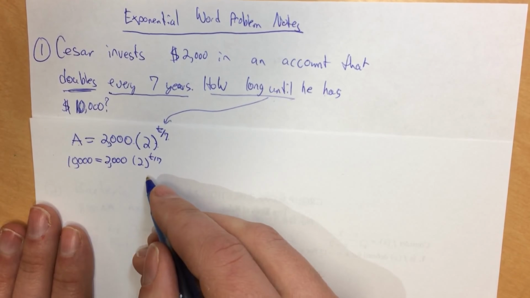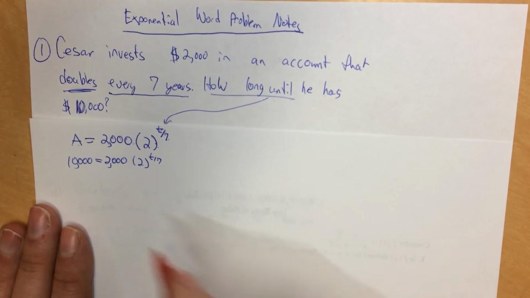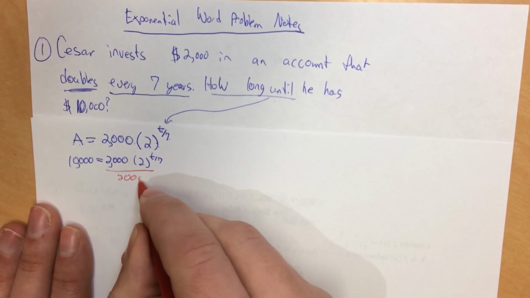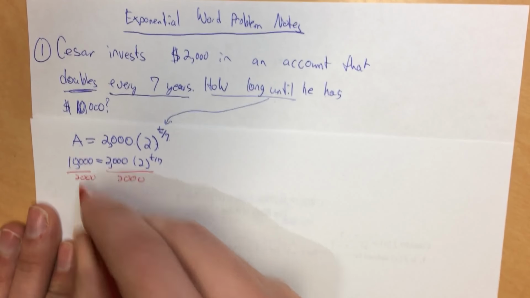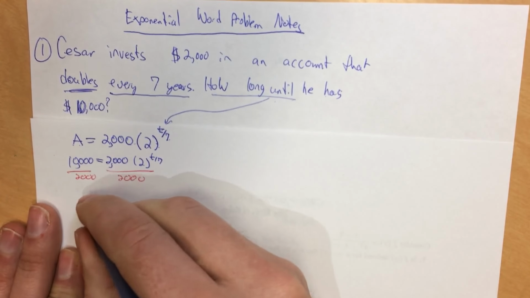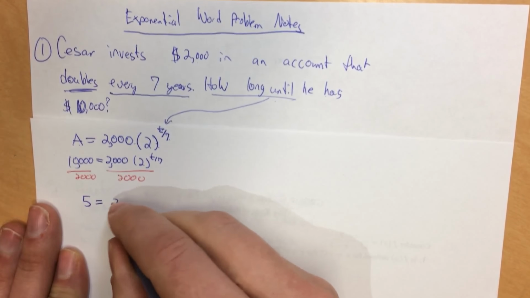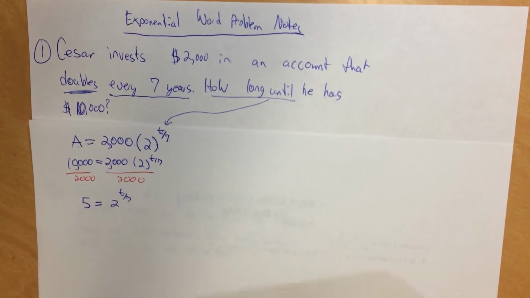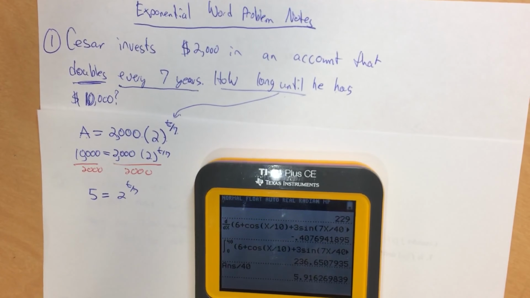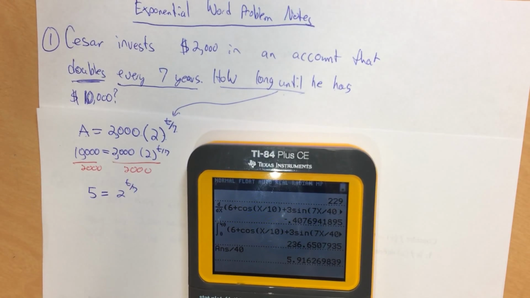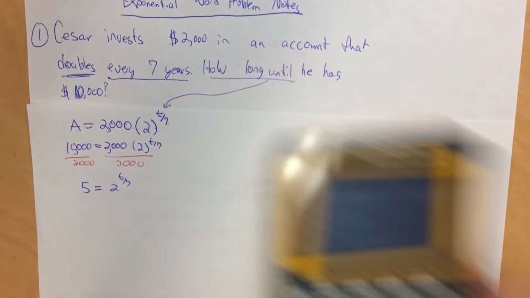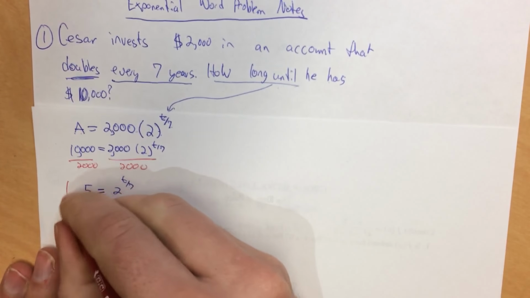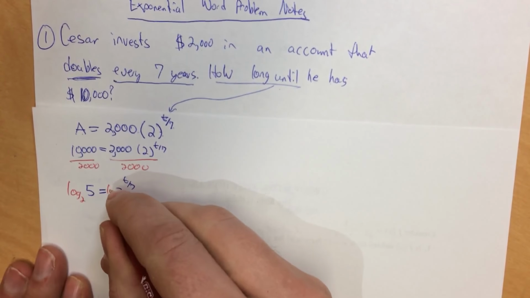This is an exponential equation, so you need to get the exponential part by itself. So we get 5, 10,000 divided by 2,000 is 5. And now we need a calculator. So you'll need a calculator for this. And we need to do log base 2 of both sides. I'm going to squeeze this in here, log base 2 to cancel out the exponential.